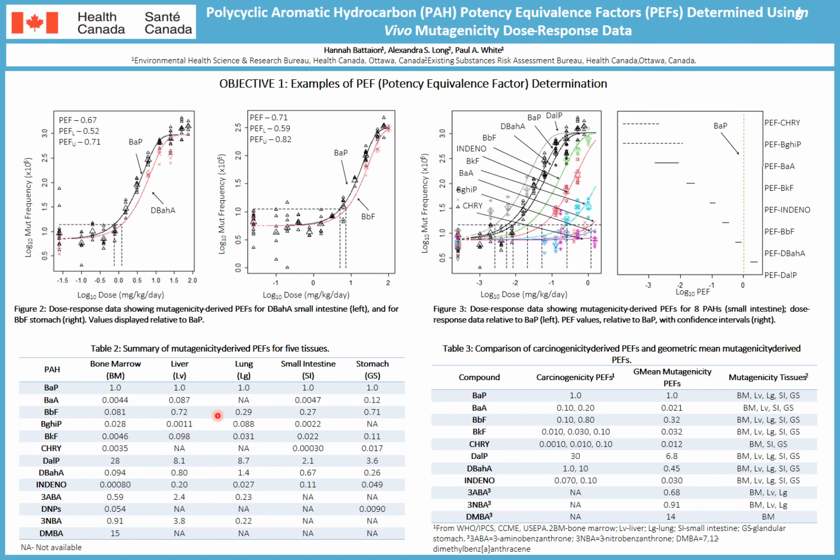Table 2 provides a summary of the PEFs calculated across all 5 tissues, and in Table 3, you can see that our mutagenicity-based PEF values align well with those calculated using cancer data.